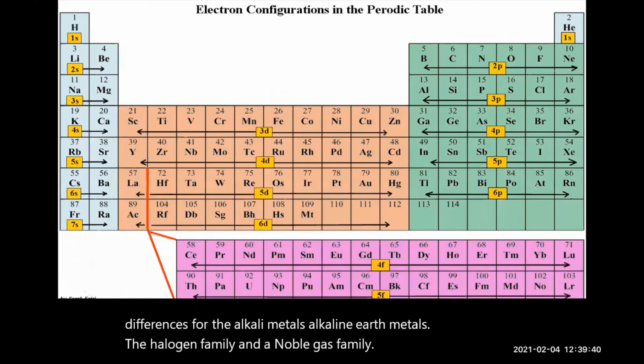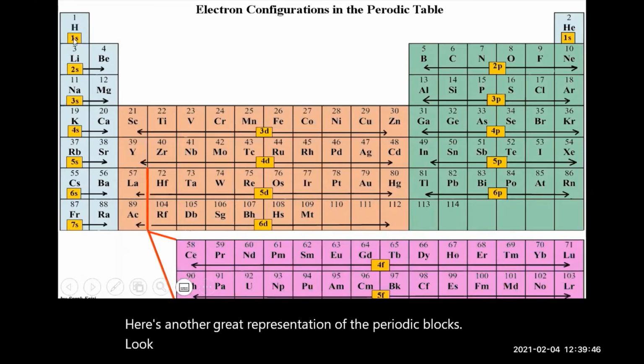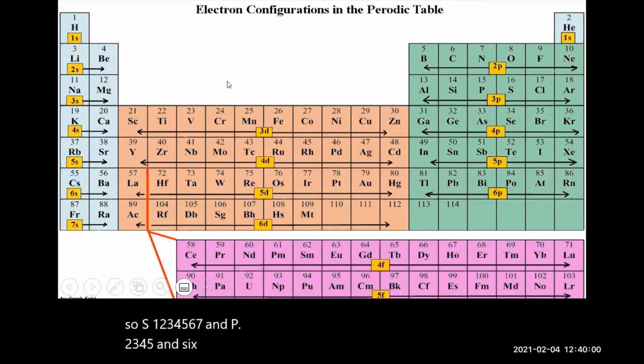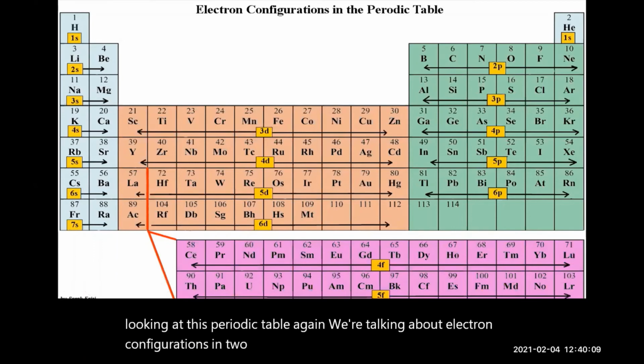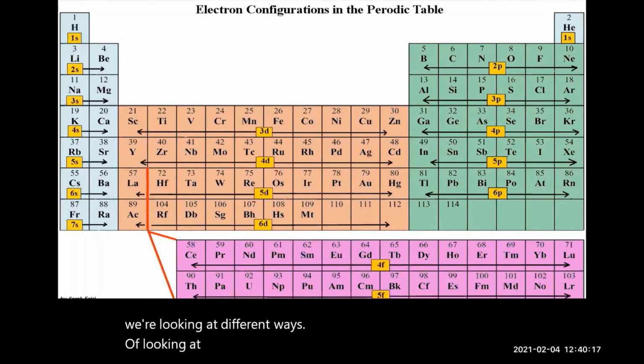Here's another great representation of the periodic blocks. Look, you have the quantum number in front of the block number. So S: 1, 2, 3, 4, 5, 6, 7, and P: 2, 3, 4, 5, and 6. These two we'll discuss later, but here's D and F. We'll be looking at this periodic table again when we're talking about electron configurations, in 2 units. Because we're looking at different ways of looking at the periodic table, it was critically important that I show you this information.